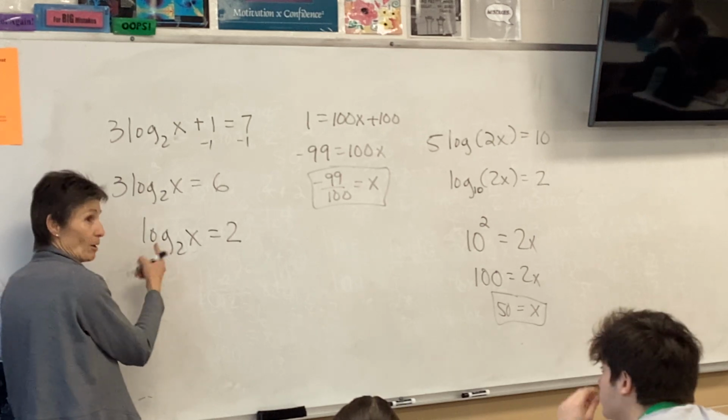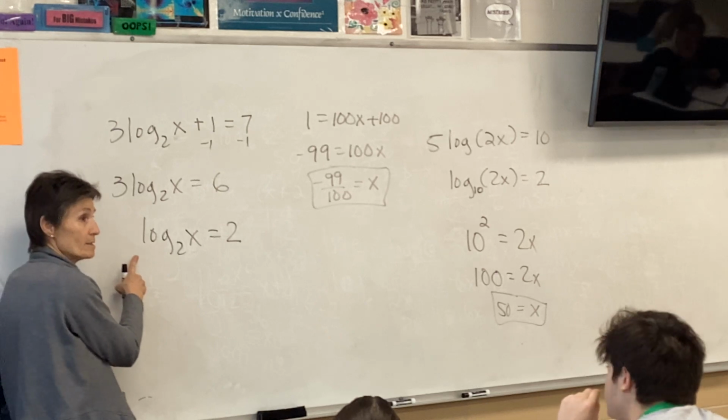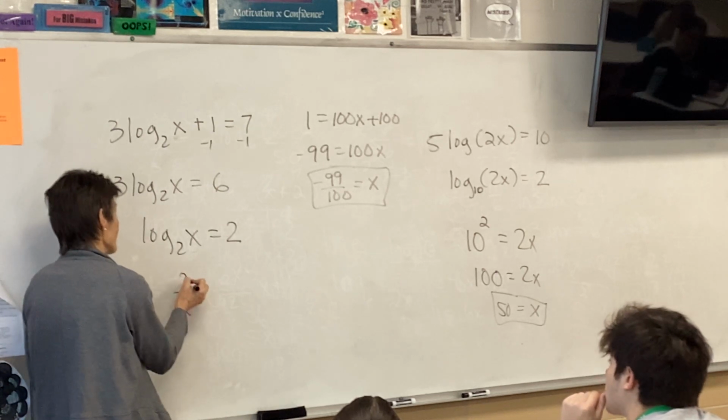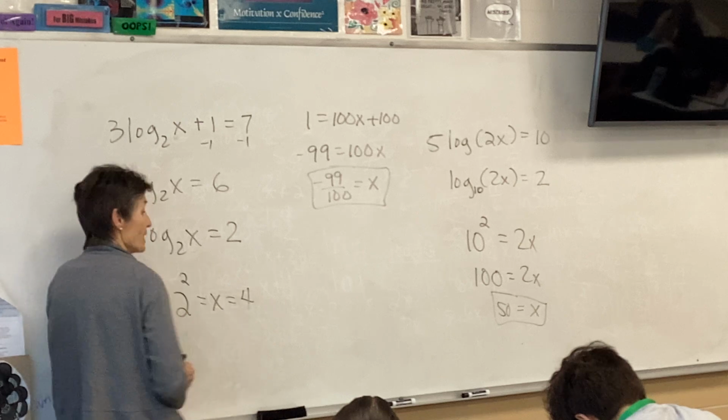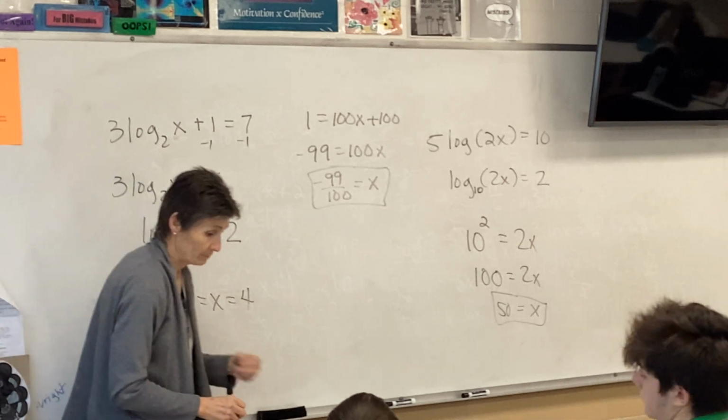And then this could have been on your quiz. You had questions like this on your quiz. We log roll it. So 2 to the second equals x, and the answer is 4.